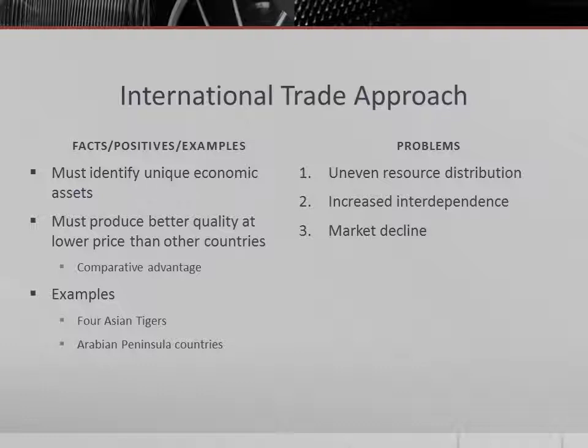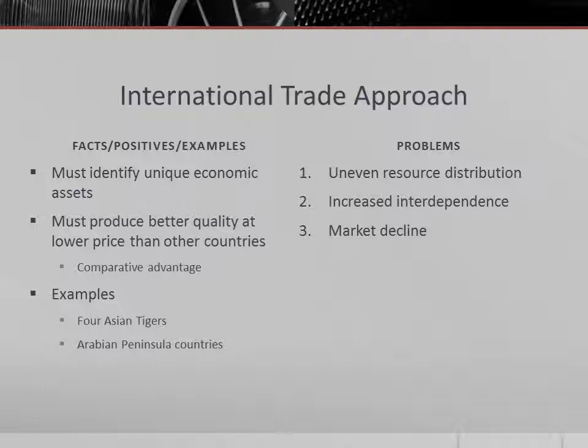As far as the Arabian Peninsula states, I want to ask you guys, what unique economic asset do you think they have? What were they able to do better than just about anyone else, at perhaps a lower price than just about everyone else? What did they have a comparative advantage with? And hopefully you thought oil. Because that was the unique economic asset that the Arabian Peninsula states had that allowed them to develop so rapidly, as we're going to see here in a minute.